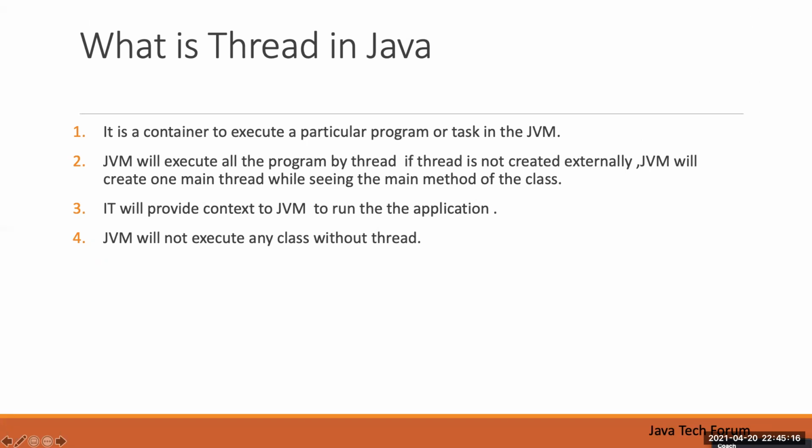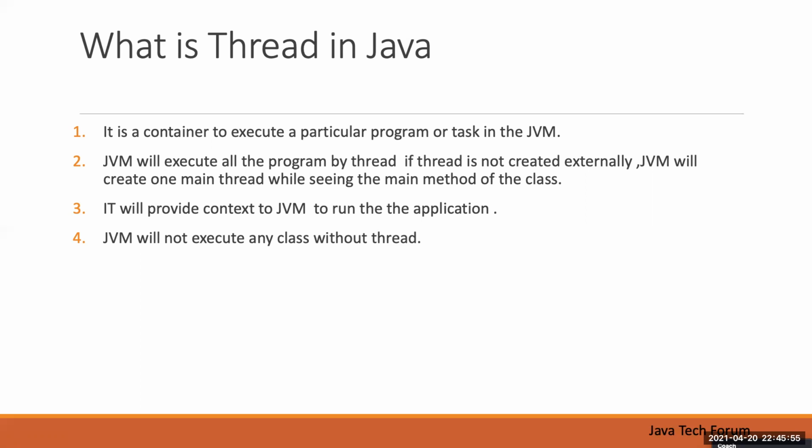A Java thread is nothing but a container to execute a particular program or task in the JVM. The JVM will not execute any program without a Java thread. If you don't create a thread externally, the JVM by default will create one main thread, and with the help of the main thread, it will execute our program. It means a minimum of one thread is required to run our Java application in the JVM.